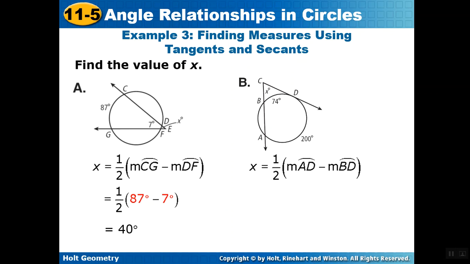And for B here, half of the measure of arc AD minus the measure of arc BD, then substitute the values, 200 minus 74, to get 63 at the end of the solution.